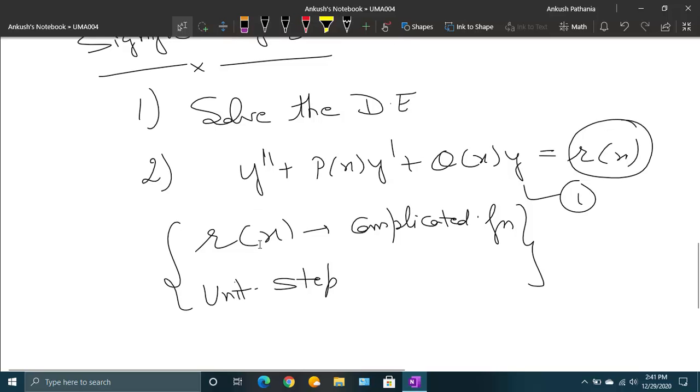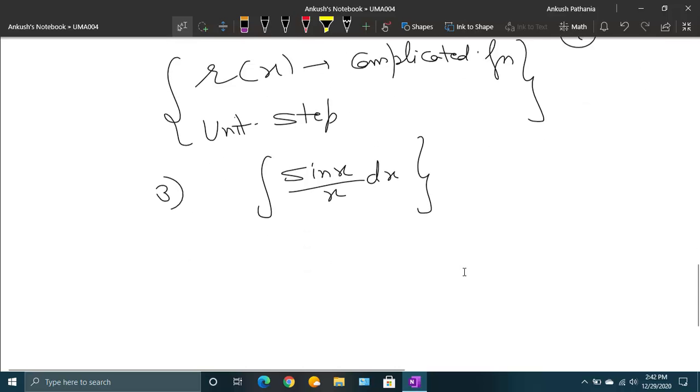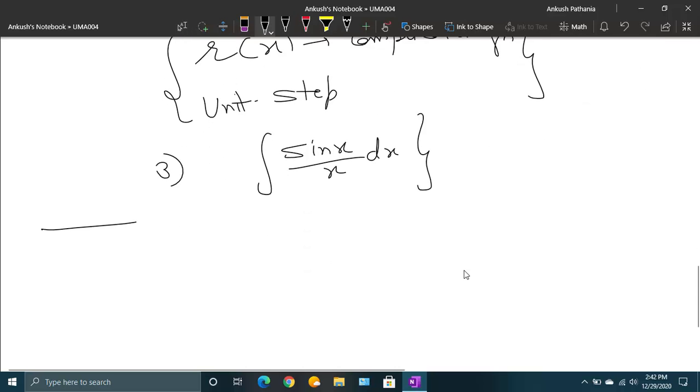And finally, not least, it can be used to solve integrals like sin x upon x that are not solvable using the exact techniques. So we can also solve these types of integrals using Laplace transformation. We will see this later. So this is why we use Laplace transformation. These are a few of the things that we will be doing in this chapter: how we can use Laplace transformation to solve differential equations and integrals like this one.